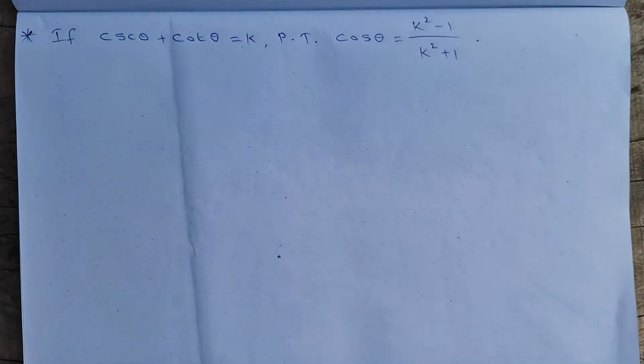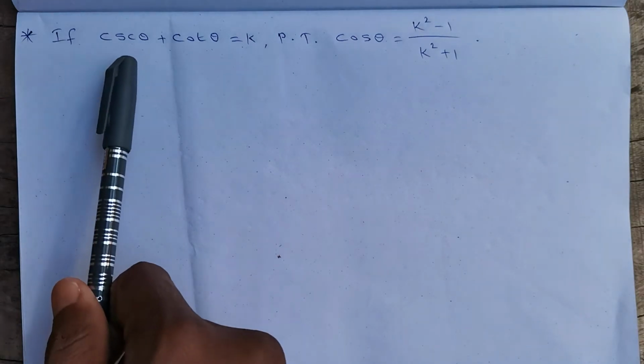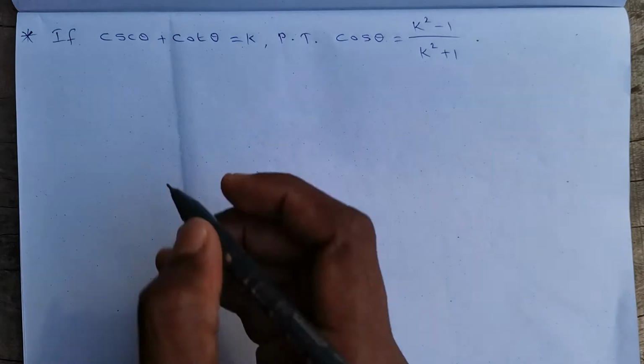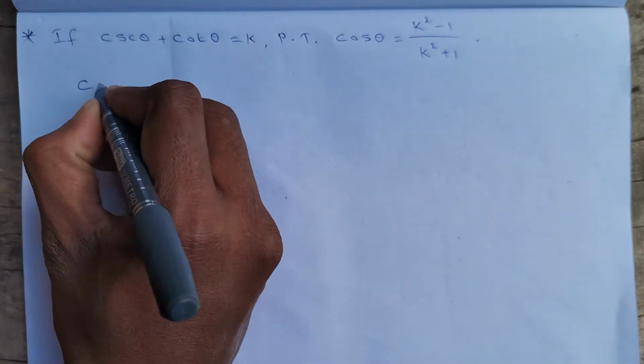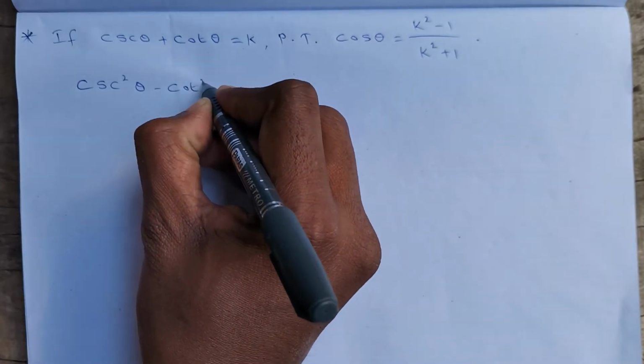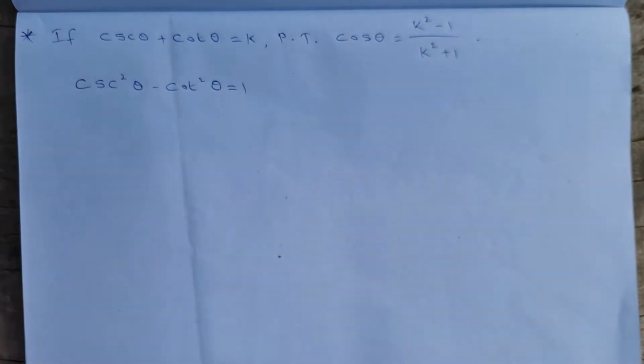Okay, the question is, if cosecant theta plus cot theta is equal to k, then prove that cos theta is equal to (k square minus 1) divided by (k square plus 1). Whenever we see cosecant theta and cot theta, we need to remember the identity: cosecant square theta minus cot square theta is equal to 1.